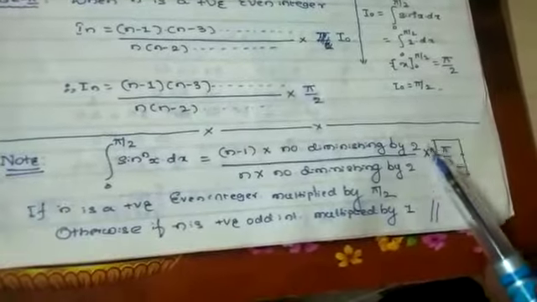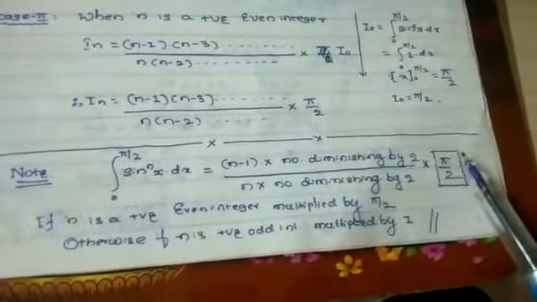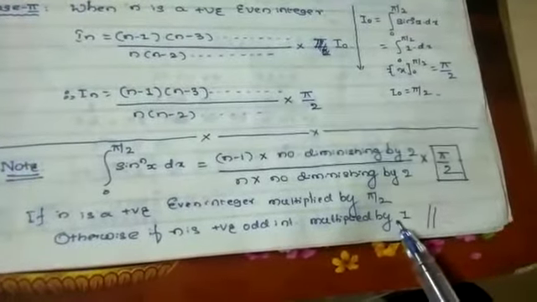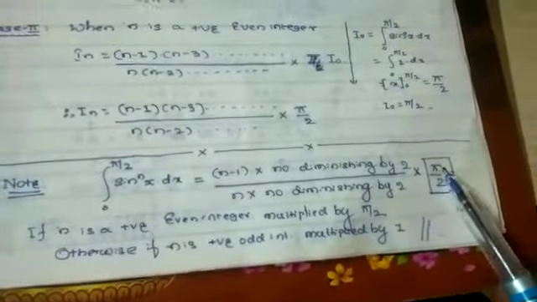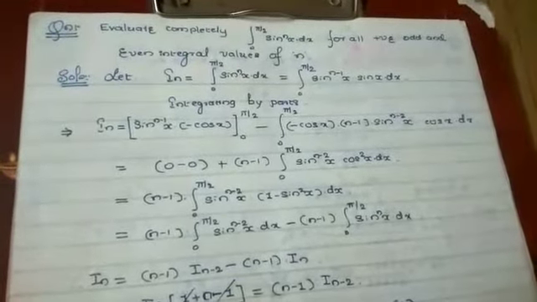So pi by 2 comes only when it is an even integer. Otherwise, if it is an odd number, we have to multiply by 1 instead of pi by 2. These things we have already discussed in the online class, but since it is an important one, once again repeating this.